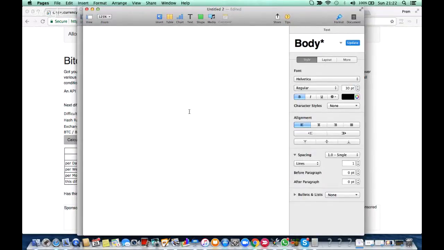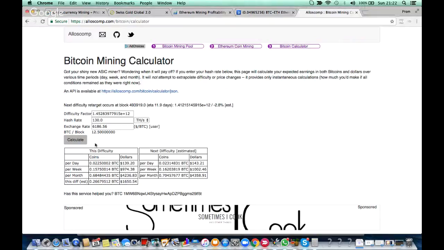30 and make it bold, right? Now, free account is very simple. You spend $1,950 on the package worth 15 terahash per second. Yeah, 15 terahash per second. Let's just work it out.